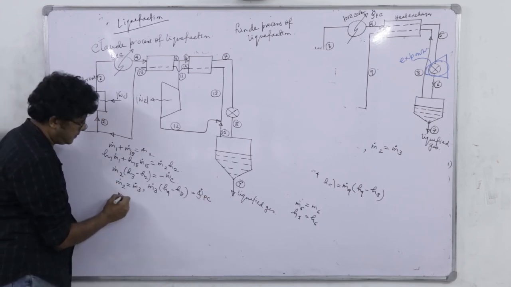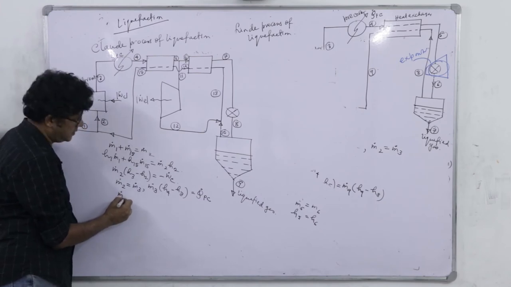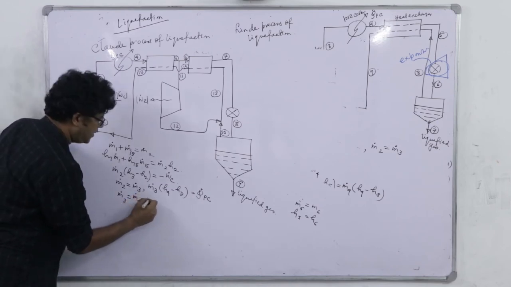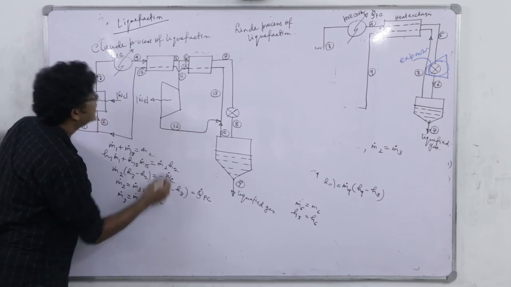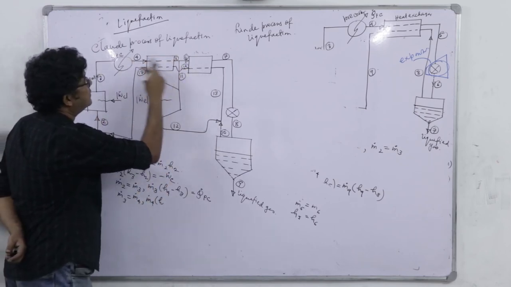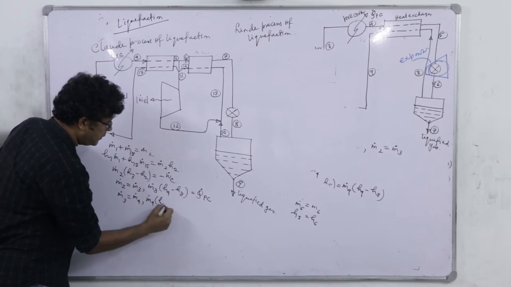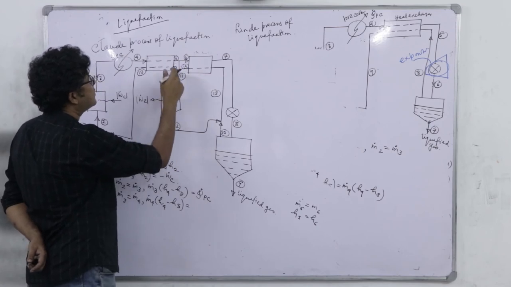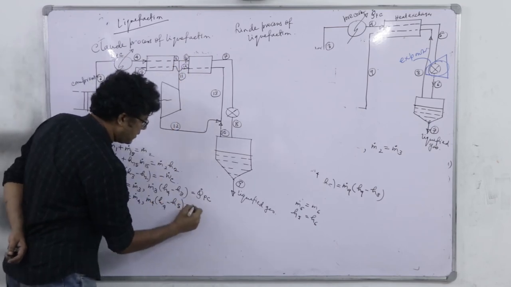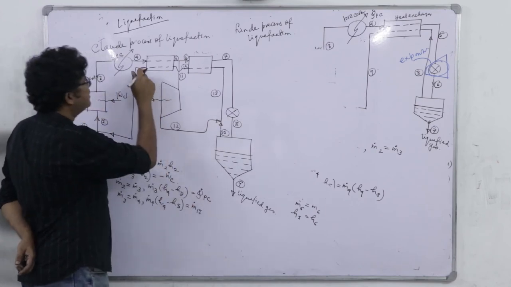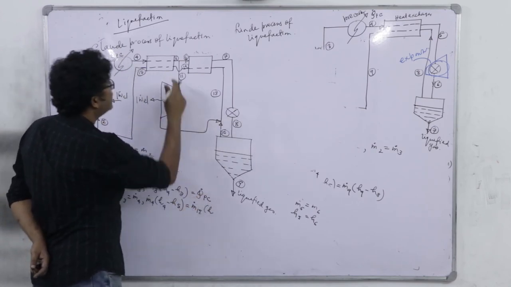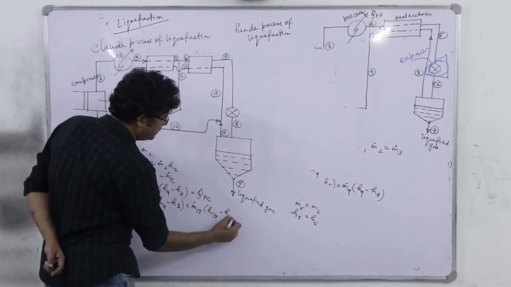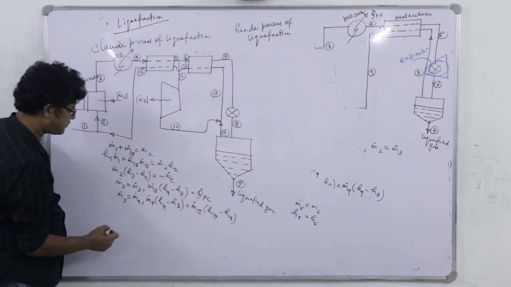Next, m dot 3 is equal to m dot 4 and m dot 4 into this, this stream is getting cooled. So, h 4 minus h 5 is equal to this m dot 15, this stream m dot 15 and that is being heated. So, H 15 minus H 14, right.